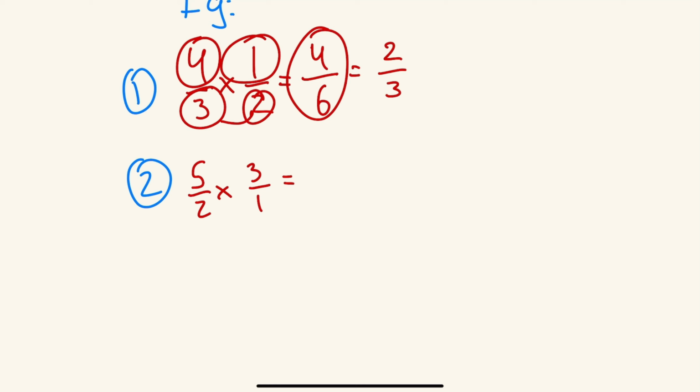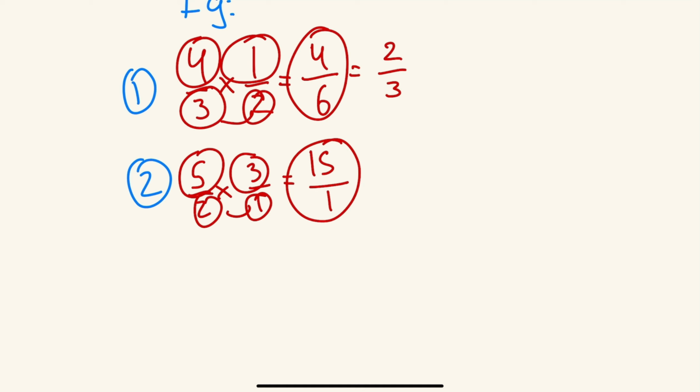Here, you have to use the same process. Hence, 5 times 3, which equals 15, and 2 times 1, which equals 2. Hence, this is the right answer.